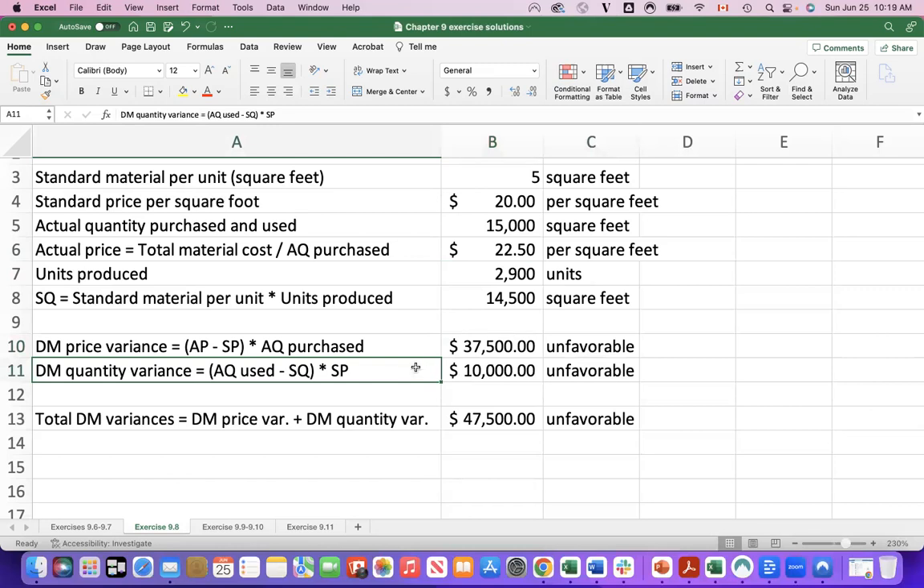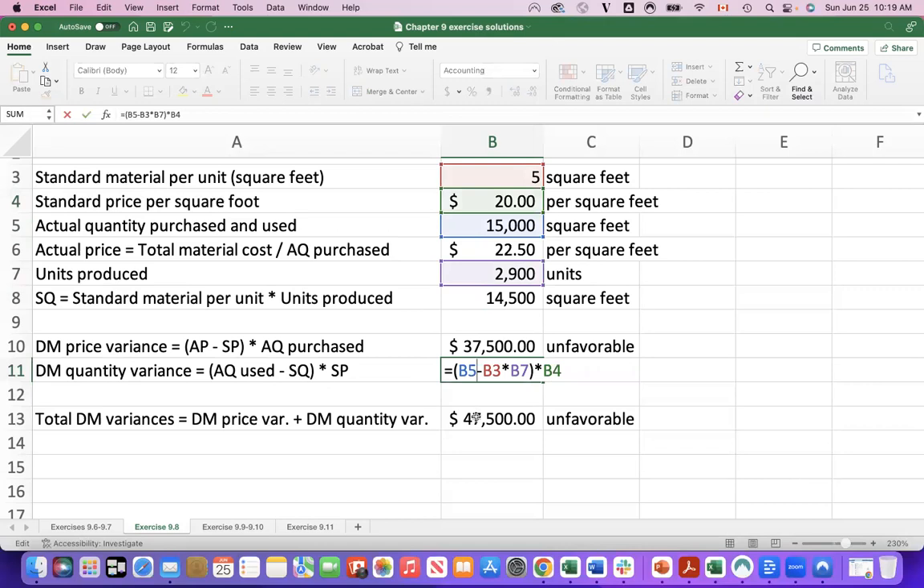The quantity variance is the difference between the amount of material we actually used versus the amount we should have used at this volume. The actual quantity used was given, that was 15,000 square feet. We subtract from it the standard quantity, the amount of material we should have used at actual production level, which is with the 2,900 units. So we subtract from the actual quantity used the 14,500 square feet, the standard quantity we just calculated. That difference we're going to multiply by the standard price per square foot of $20. So you can see the formula there.